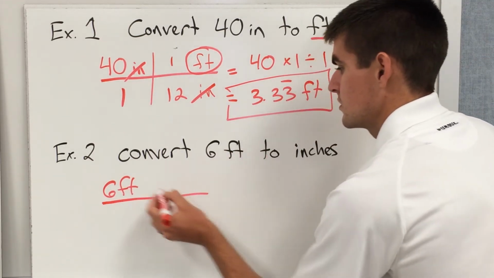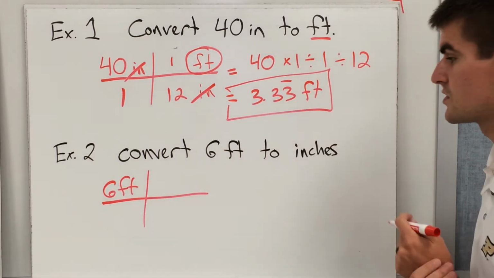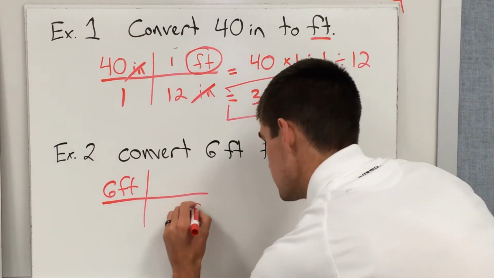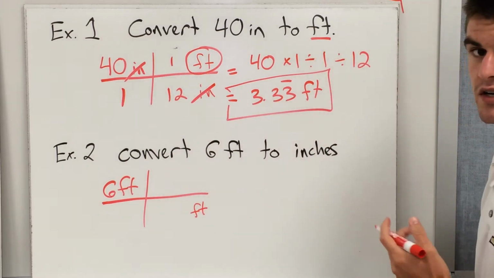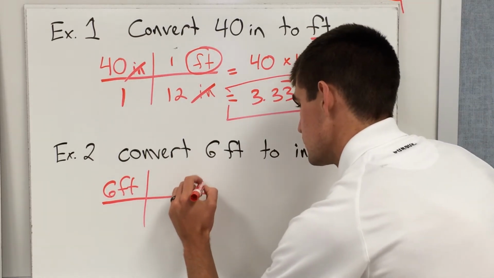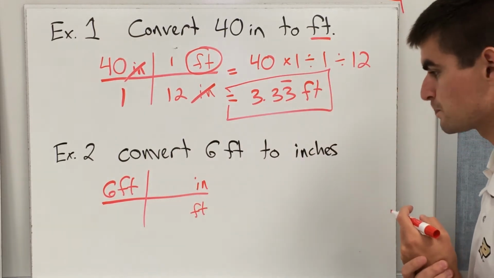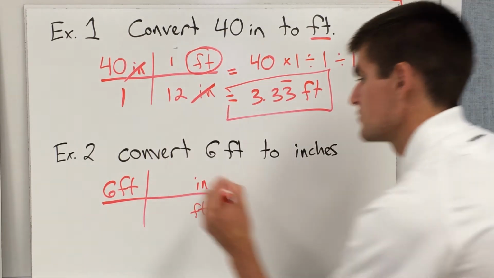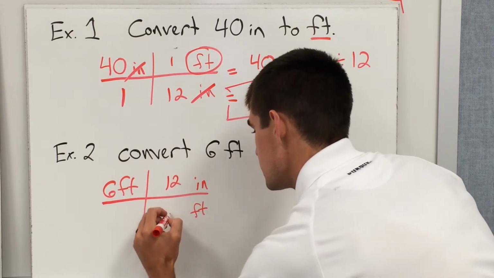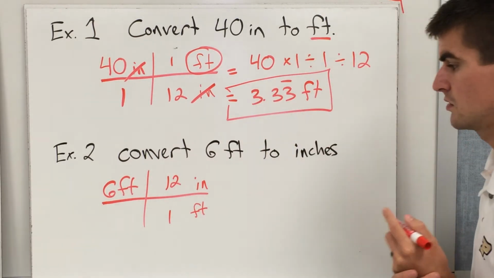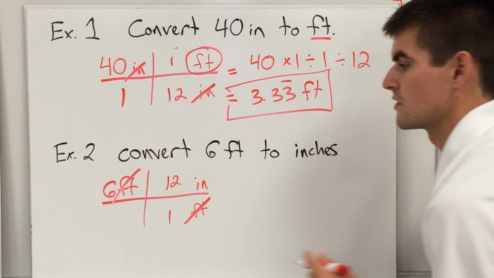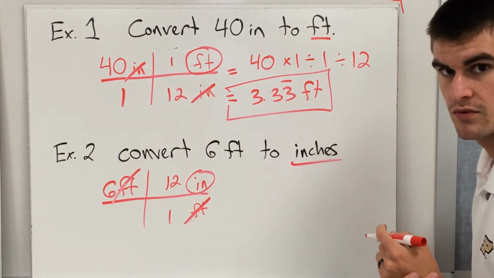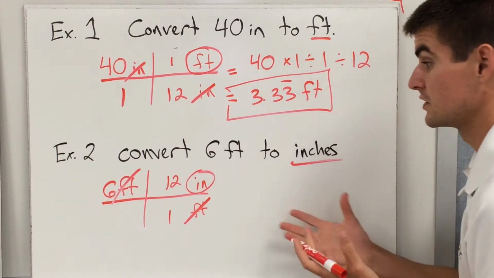So let's do that. Again, need one set of train tracks. I want to get rid of feet, so I'm going to put those on bottom. I'm trying to convert to inches, so those go up top. Next step, fill in my numbers here. Well, 12 inches is 1 foot. Feet are no longer there, don't care about them. Left in inches, that's what it asked my answer for. So we're good in terms of setup.